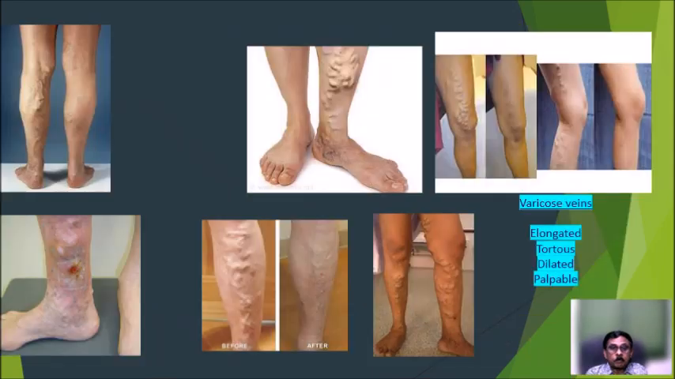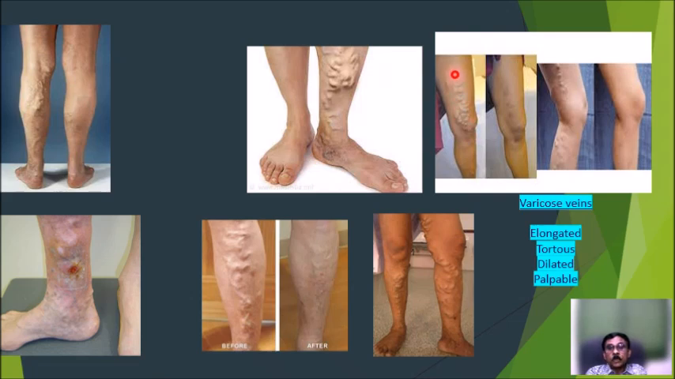Okay, these are other pictures to show you the various types and grades of varicose veins which the patient presents. In short, the veins are elongated, tortuous, dilated, and palpable. Here you can see the short saphenous vein over the posterior part of the leg, and the long saphenous vein over the medial aspect of the lower leg. You see large veins, elongated, tortuous, dilated, and you can easily palpate them. Here, long saphenous vein varicose veins involving the lower thigh.